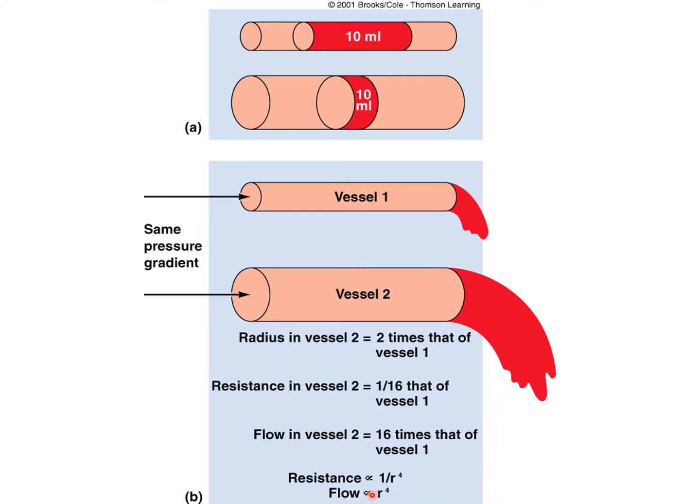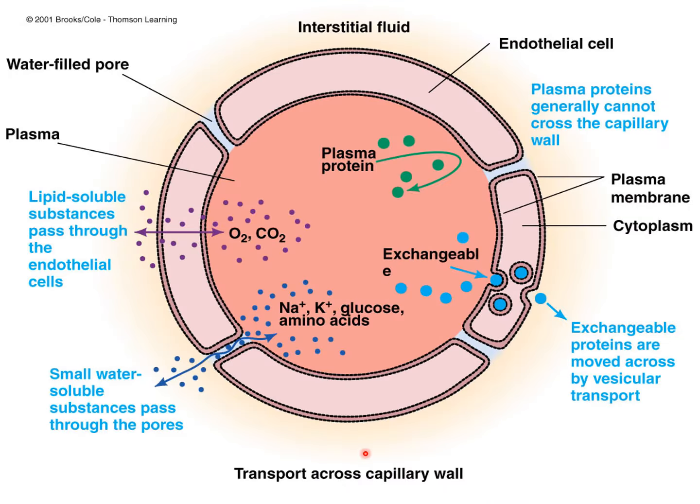And so flow is proportional to the radius, and the resistance in the tube is inversely proportional to the radius. So small tube, high resistance. Big tube, low resistance. All right.